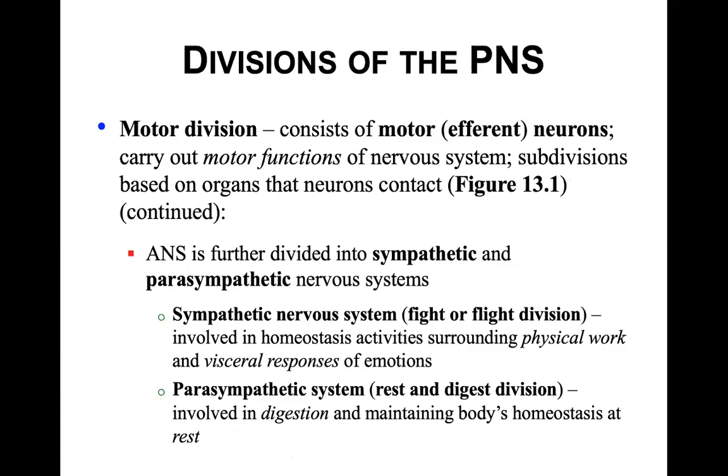The sympathetic nervous system is going to be involved in homeostasis activities surrounding physical work and visceral responses of emotions. This is what we more commonly refer to as your fight or flight division. The parasympathetic system, which is the rest and digest division, will involve digestion and maintaining the body's homeostasis at rest. We will actually have a whole additional chapter just on the autonomic nervous system. That's our final chapter for A&P 1.